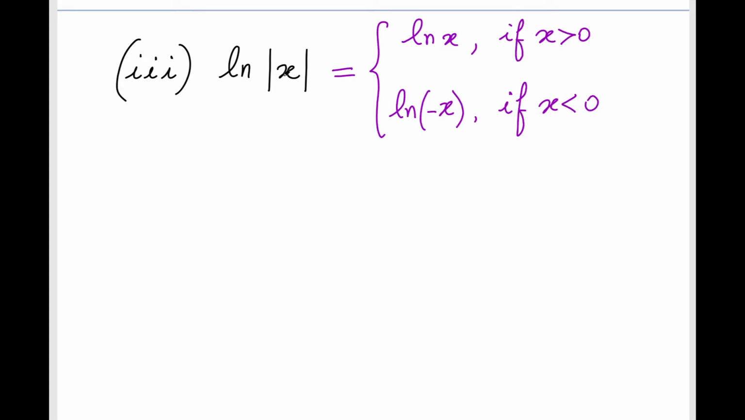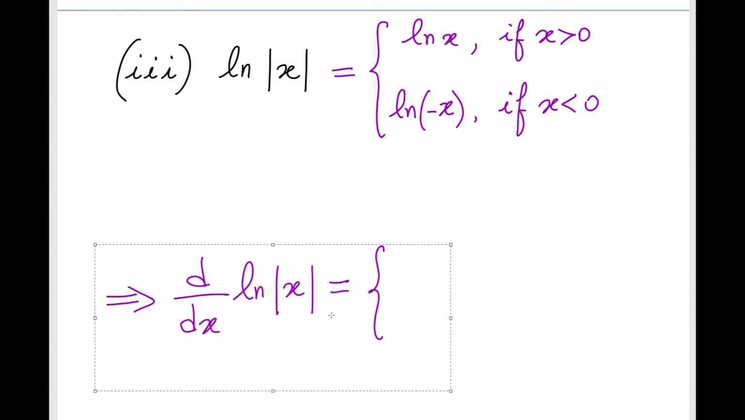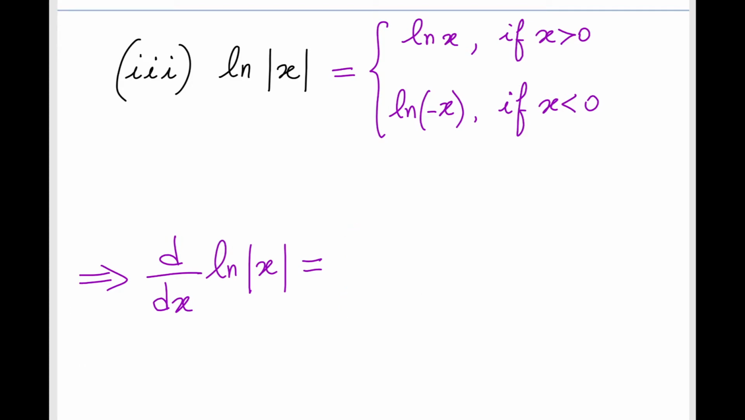Okay, now if you want to differentiate this function with respect to x, well, you get two pieces. Let me make it bigger for you. We get two pieces because that function, ln of absolute value of x, is piecewise defined, correct? Well, in the derivative you have two pieces: when x is positive and when x is negative.